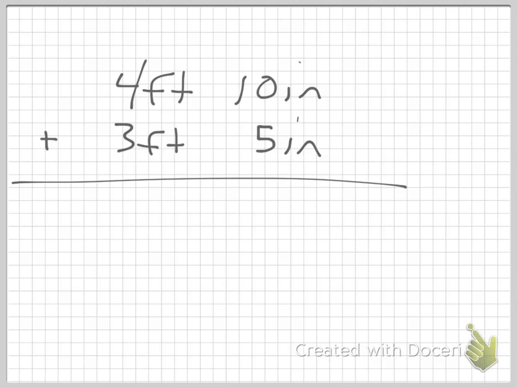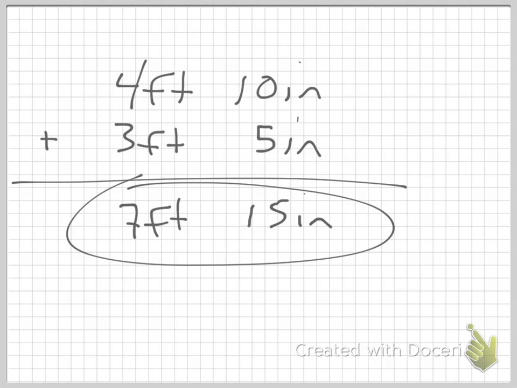This is kind of weird, but you're watching here. Just like normal, you're going to add from right to left. You go, okay, what is 10 inches plus 5 inches? 15 inches. And this is 7 feet. Is this how you would answer that, 7 feet, 15 inches? No, you'd have to regroup here, right?